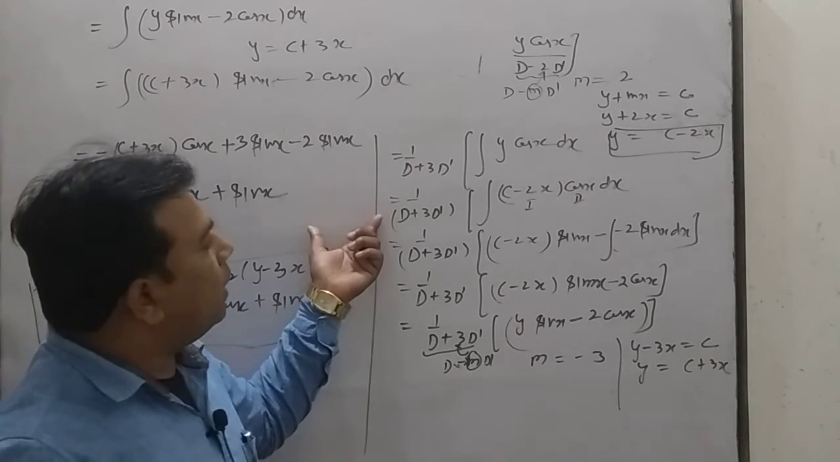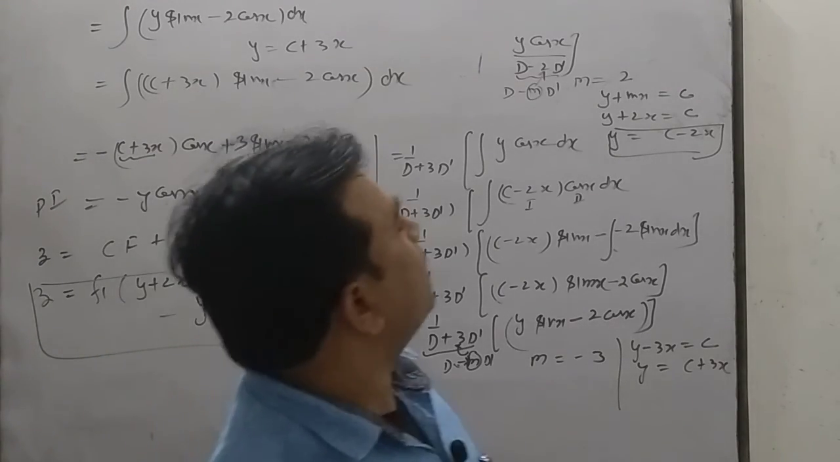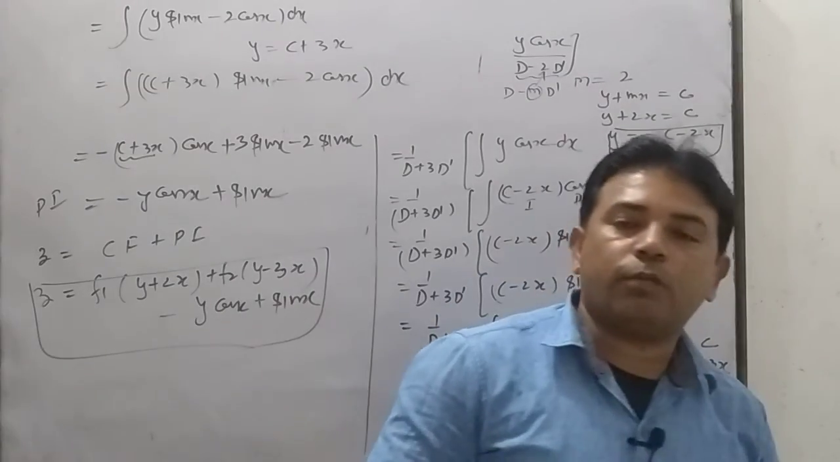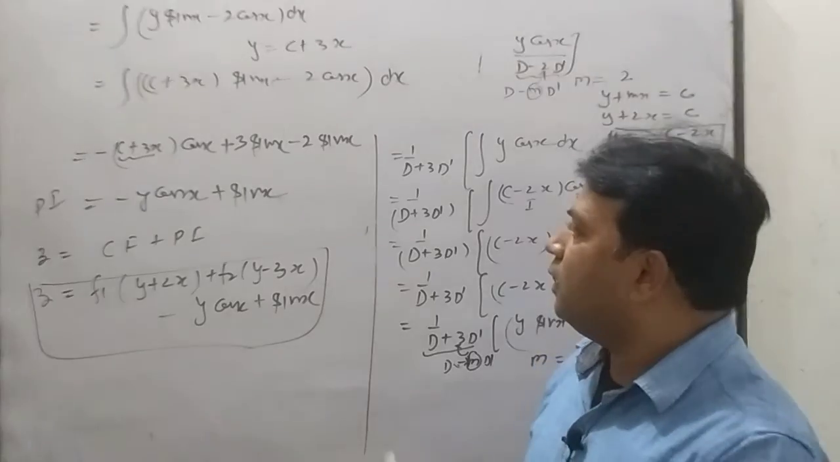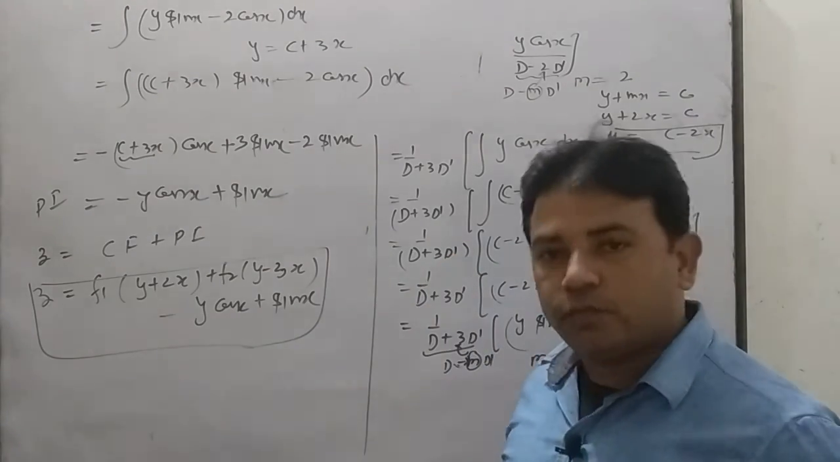This is very simple. We first factorize the denominator in the form of D minus mD dash, and separately we find the PI of these functions.